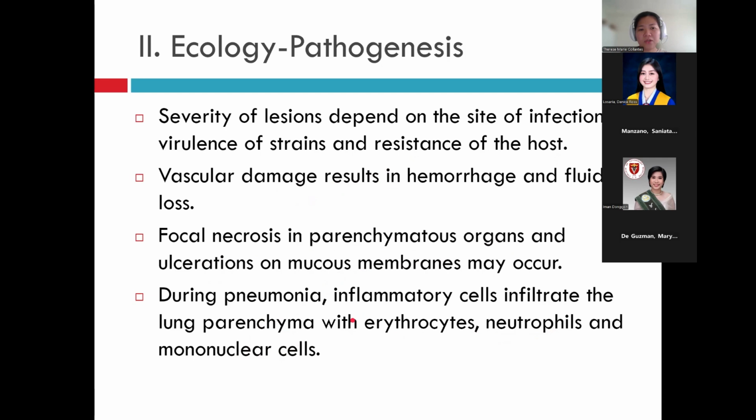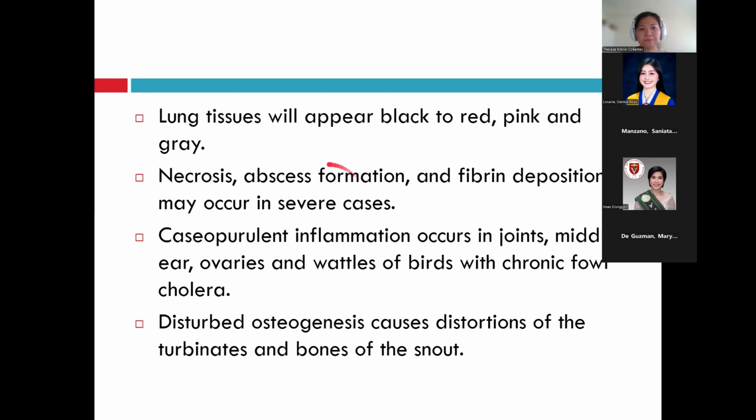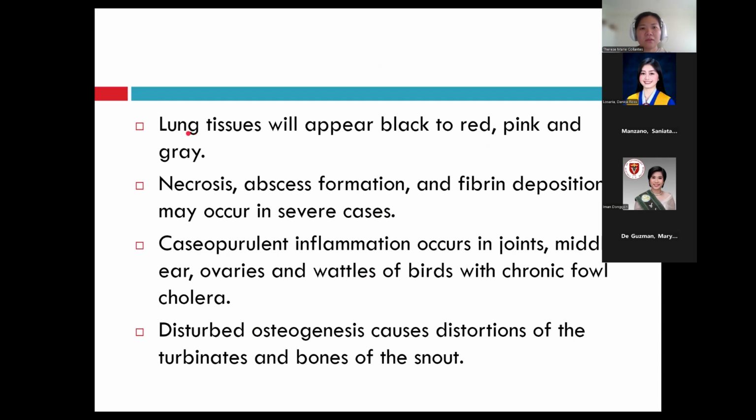So a lot of the time, the severe pathology that we see in this type of bacterial infection is mostly caused by the host response, the inflammatory response. Kaya nakikita natin parang worse yung symptoms, no. And the lung tissues will appear black to red, pink, and gray, and there can be necrosis, abscess formation, and fibrin deposits in severe cases. So ganun naman kapag bacterial infection. And there is caseopurulent inflammation, which can occur in the joints, middle ear, ovaries, and wattles of birds with chronic fowl cholera. And in swine, there is disturbed osteogenesis, which causes distortions of the turbinates and bones of the snout.